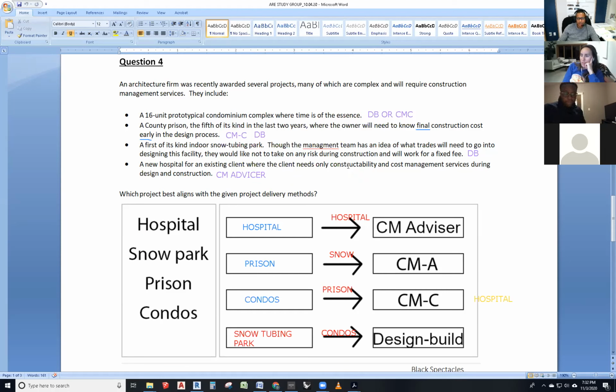All right, so that's the first round on answering the questions. Let's see the answers, unless anybody wants to change. So the hospital should be the CM advisor. I think everybody was agreeing on that one. But the first of its kind indoor snow tubing, I think that needs to be design build.